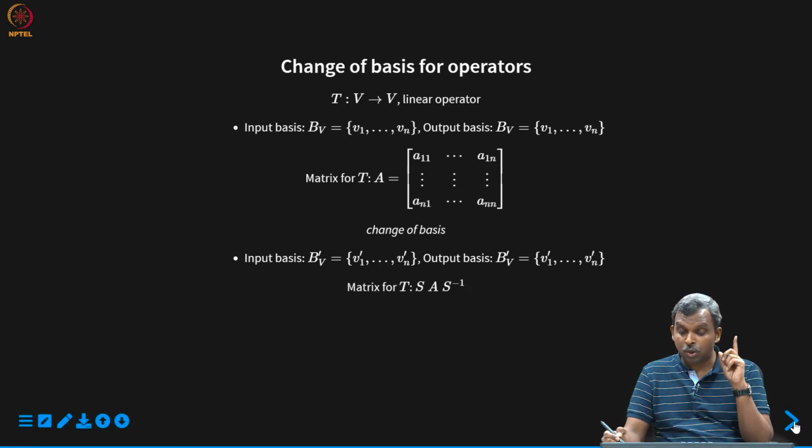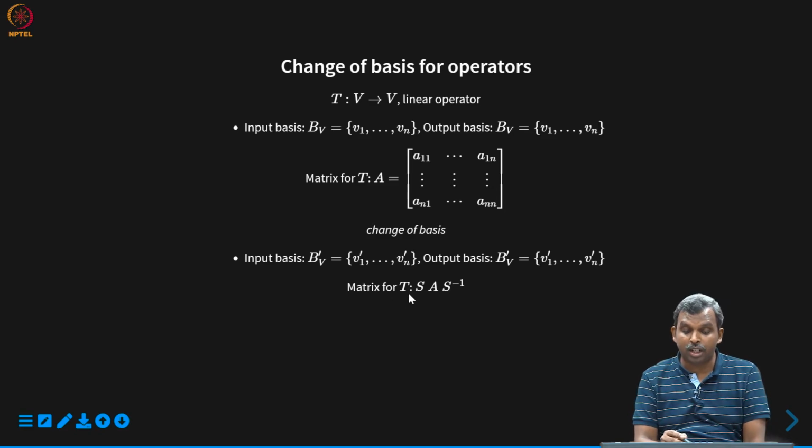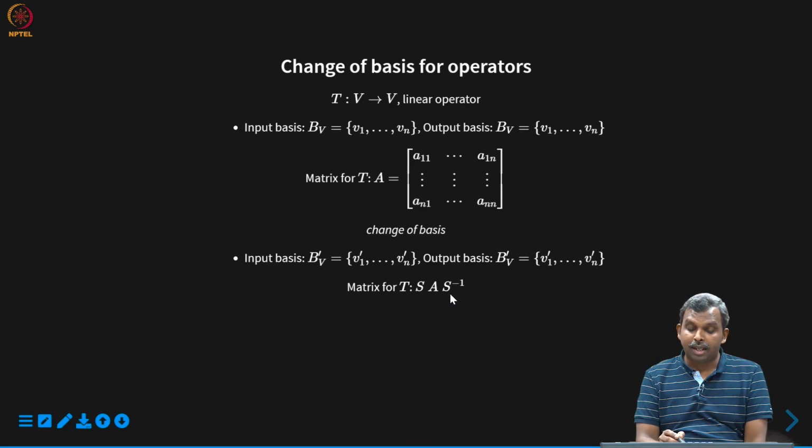But let's say I want to do this, then what will happen? You will have the matrix for T, which will be SAS inverse. S is what? And S inverse is what? S will take you from BV to BV prime, and S inverse will take you from BV prime to BV. So that's the map you will get, because at the output you have to go from BV prime to BV, so you will get an S inverse map there, and then you hit it with the same matrix A, which is from BV to BV, and then on the left-hand side you will have the identity map from BV to BV prime. So that is what we have as S, and so here you will have the S inverse.